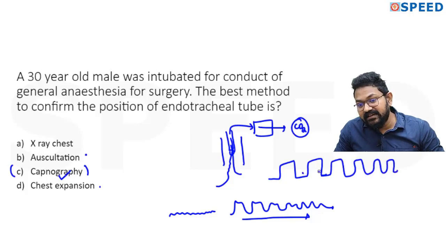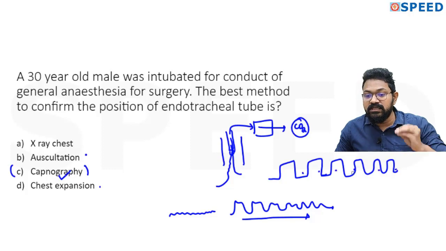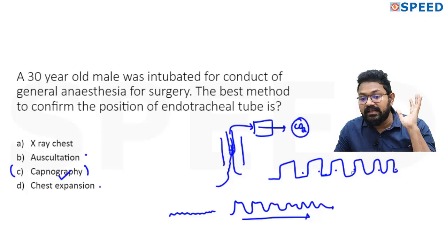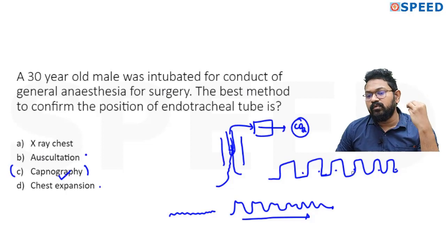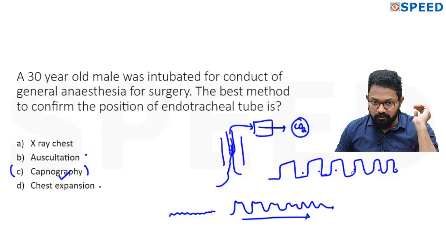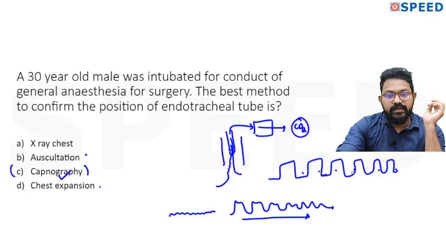At least 7 tracing like this with proper morphology is required for the diagnosis and confirmation of your endotracheal tube or tracheal intubation. This is something that I would want to give you as an extra point. This is regarding a confirmation of endotracheal intubation, right? Now let us move on to the next question.